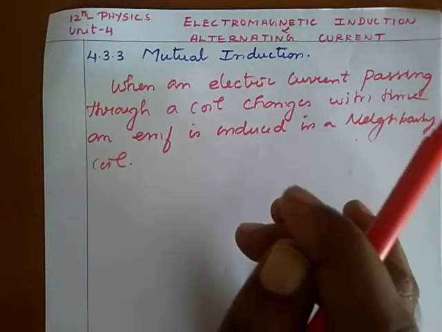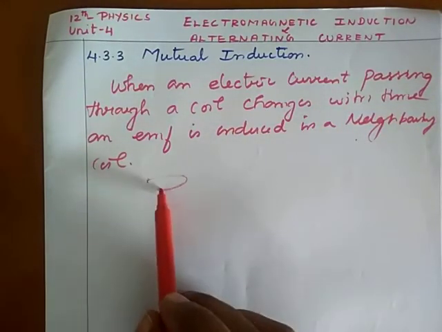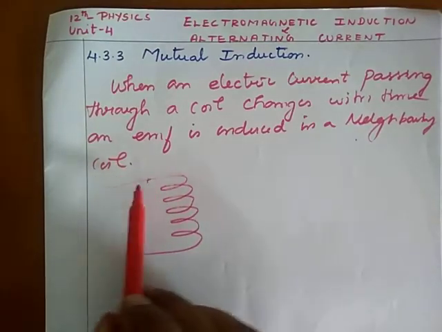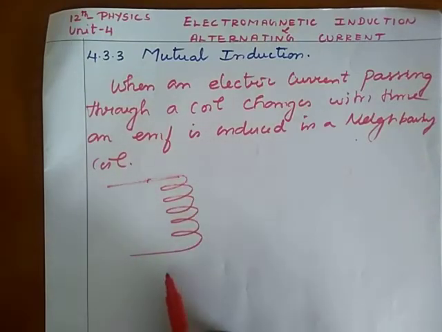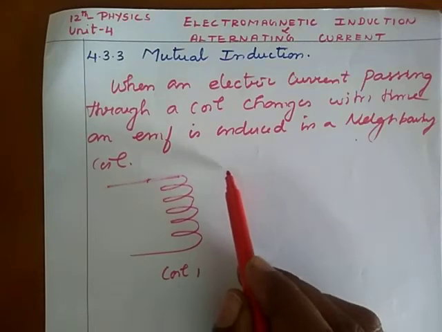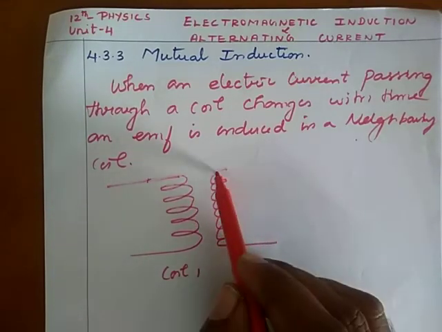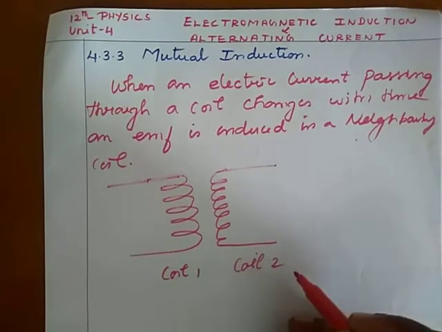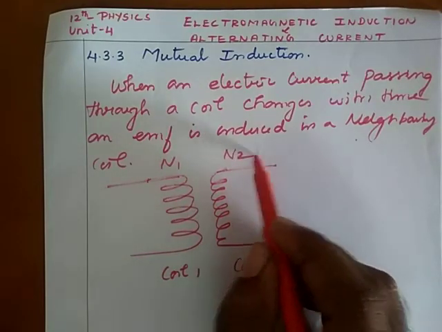Here let me consider two coils having different turns. It is the primary coil, so it is named coil 1. Then one more coil is placed very close to this coil, and it is named coil 2. This one has N1 turns, and this one has N2 turns.